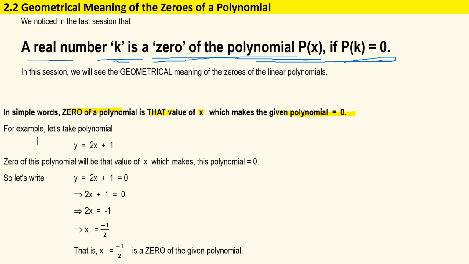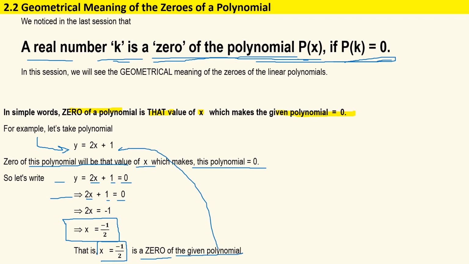Let's take an example where y is equal to 2x plus 1, and the zero of this polynomial will be that value of x which makes this polynomial equal to 0. So let's write it as y is equal to 2x plus 1 is equal to 0, which can be written as 2x plus 1 is equal to 0, and that will give us x is equal to minus 1 by 2. So we can say that x is equal to minus 1 by 2 is a zero of the given polynomial, and the given polynomial here is 2x plus 1.